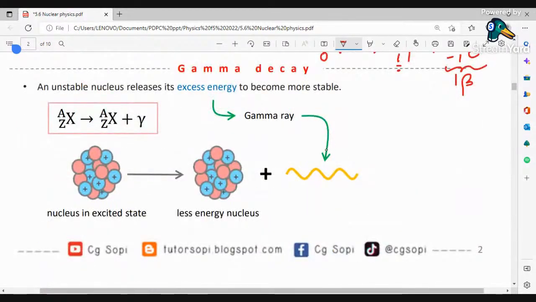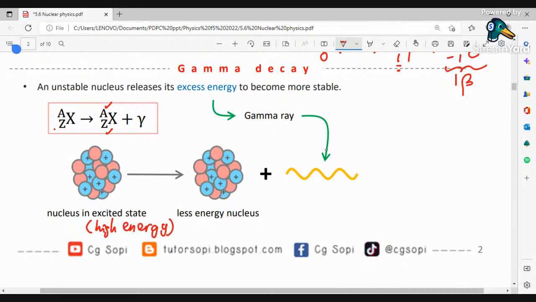Okay, gamma decay. Gamma decay, gamma, there's no nuclide notation. Okay, if the nucleus emit 1 gamma, there's no change in nuclear number and proton number. What exactly happened is, the element initially is high energy, excited state. Excited maksudnya high energy. Kalau dia high energy, dia sangat-sangat tak stable. Dia tak stable. It need to release out the energy. So the energy release out in form of gamma ray.